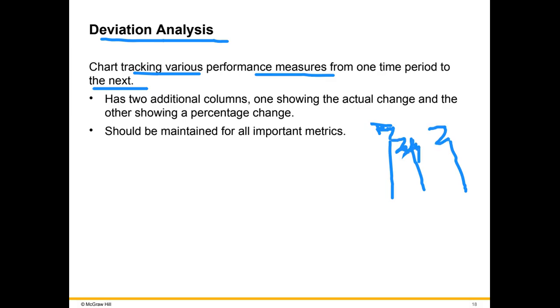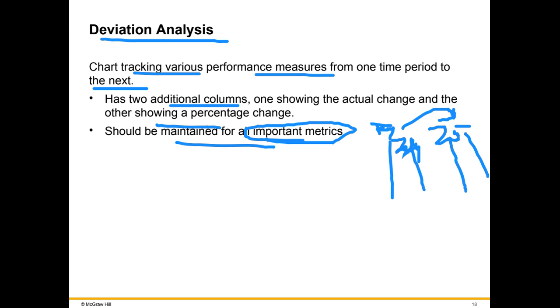So has the additional column one shown the actual change and the showing a percentage change? So we can make another column that can show the change in 2 years. Should be maintained for all the important metrics. So we do this deviation analysis for the important parameters that we'll be looking for.